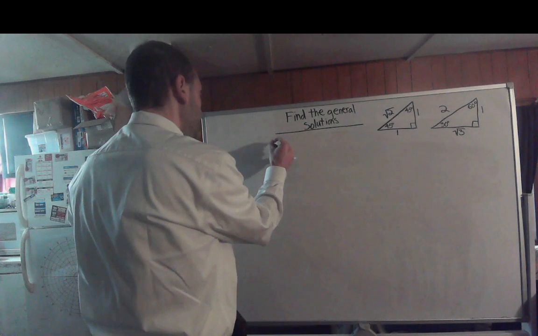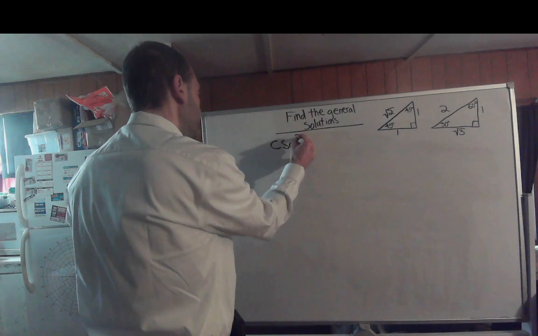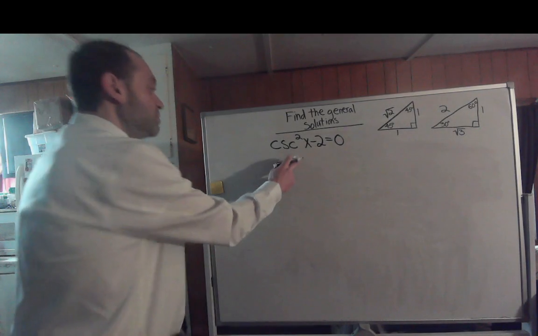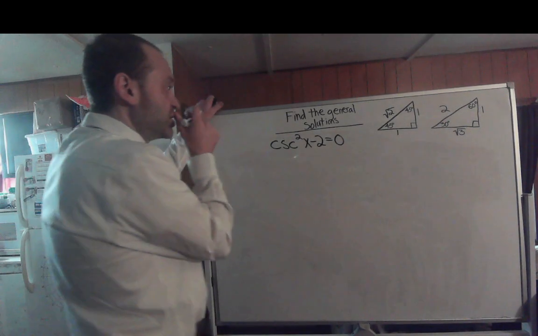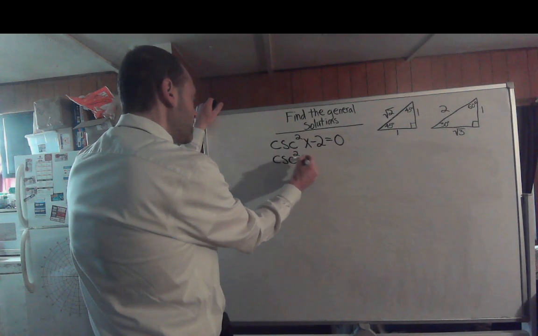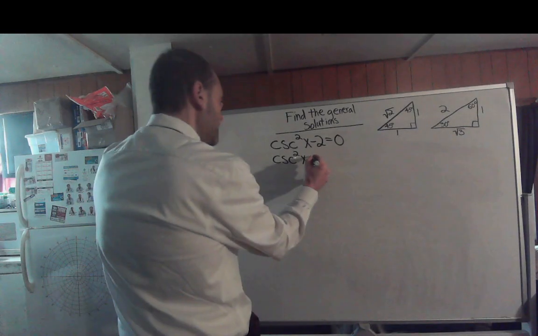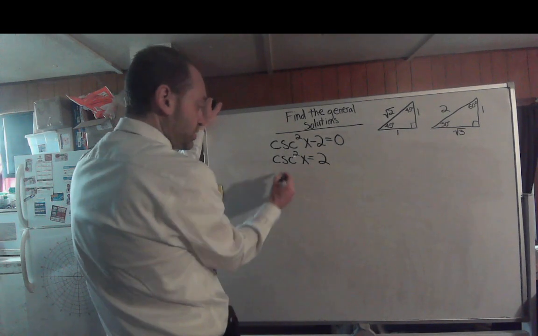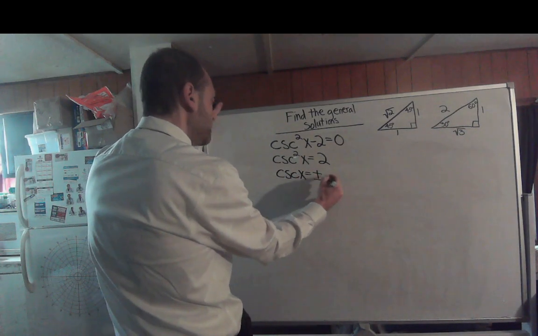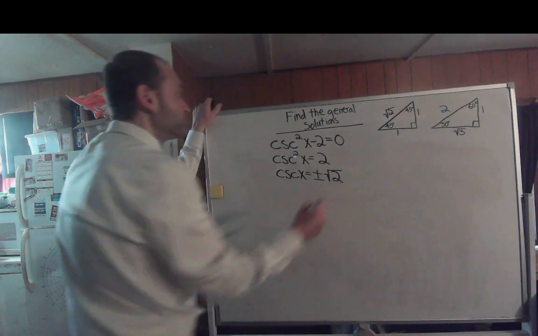Alright, so the cosecant squared of x minus 2 equals 0. This would turn into the cosecant squared of x equals 2. So that means the cosecant of x would equal both plus and minus the square root of 2.